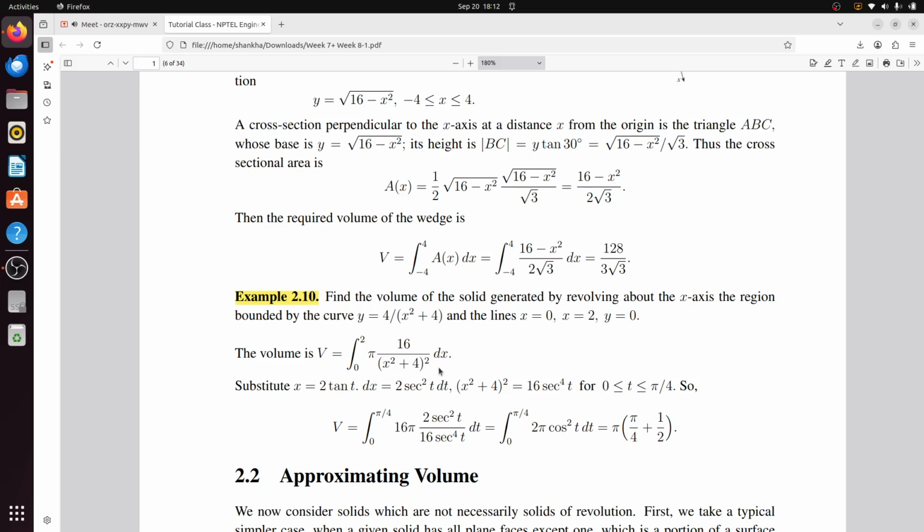So V becomes integration 0 to pi by 4, 16 pi into 2 sec square t by 16 sec to the power 4 t dt, which is integration 0 to pi by 4, 2 pi cos square t dt, which is pi into 1 by 4, pi into pi by 4 plus half. So this will be your answer.